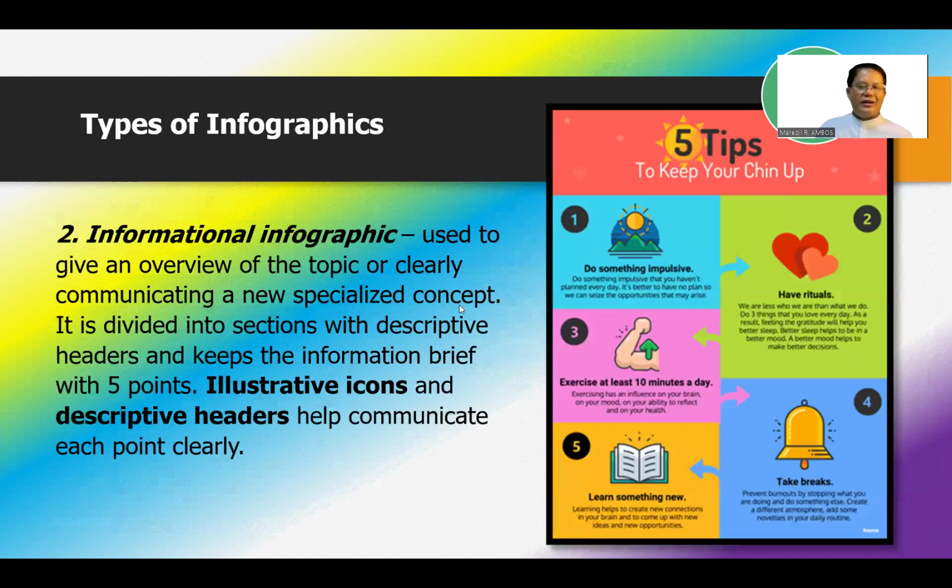So very sad. Then the second type of infographic is the informational infographic, from the word information. It is used to give an overview of a topic or clearly communicate a new specialized concept. It's divided into sections with descriptive headers and keeps the information brief with 5 points. Take note, 5 points. We have the two elements, the illustrative icons and the descriptive headers, which help communicate each point clearly. Take a look at the sample on the screen. You can see 5 tips to keep your chin up.